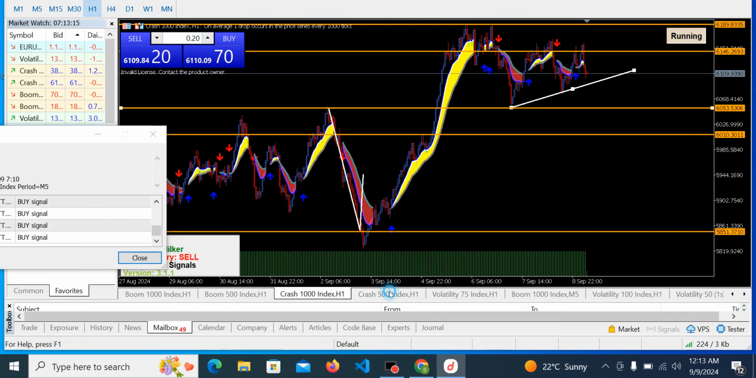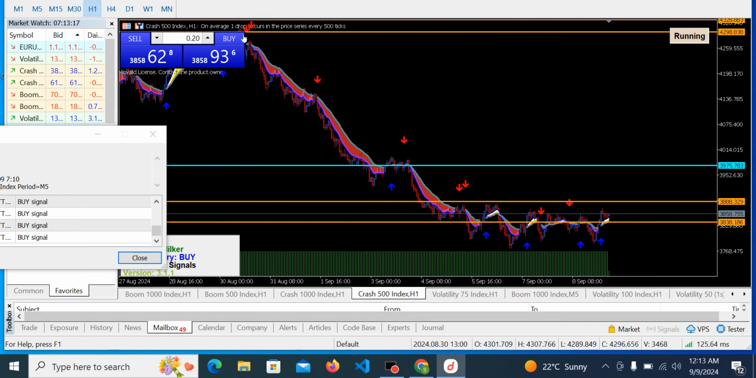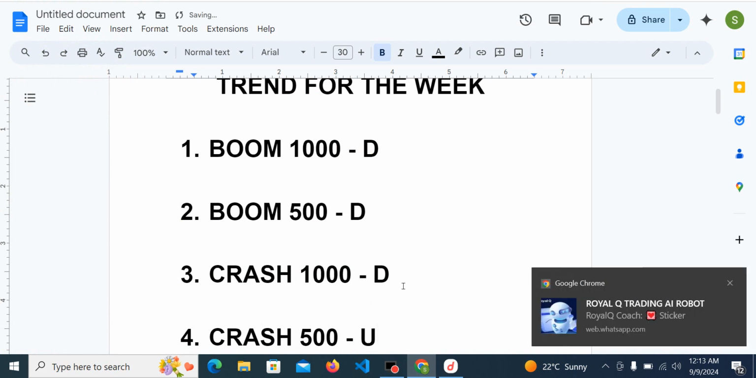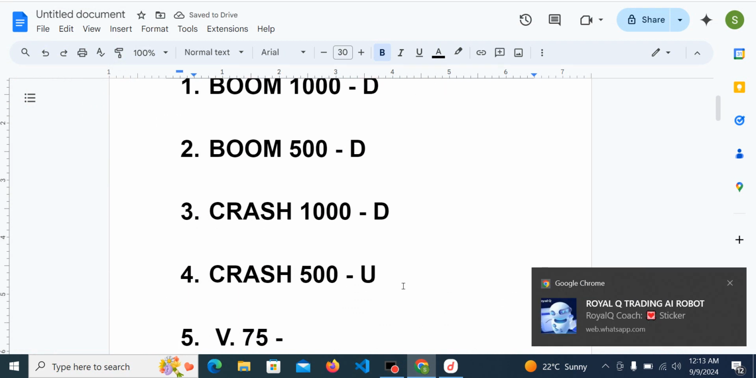Let's check out Crash 500. This is Crash 500. Crash 500 has been on downtrend for long, but got to this support zone and was unable to break out from here, so it has been playing around there for a while. But at the moment it's trying to see if it can pull up and buy for a while. Most especially once it breaks out above this resistance zone, it's going to buy more, so we expect more of an uptrend from here, most especially once it breaks out above that resistance zone.